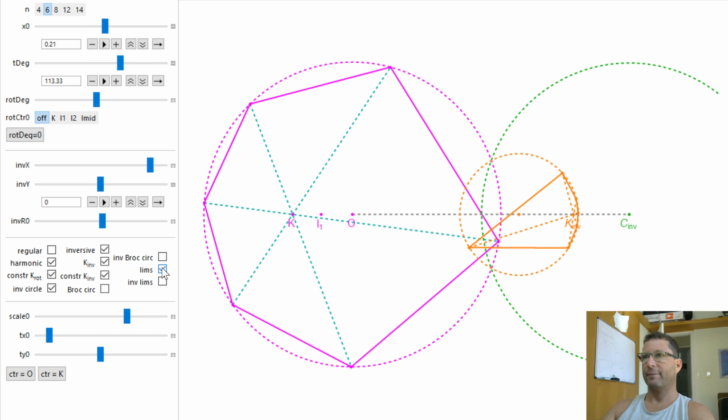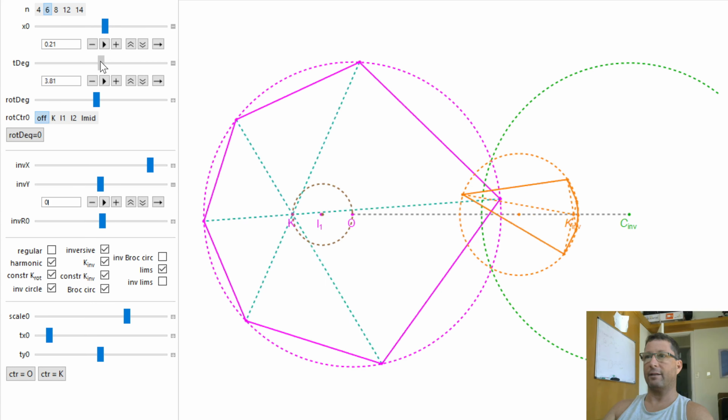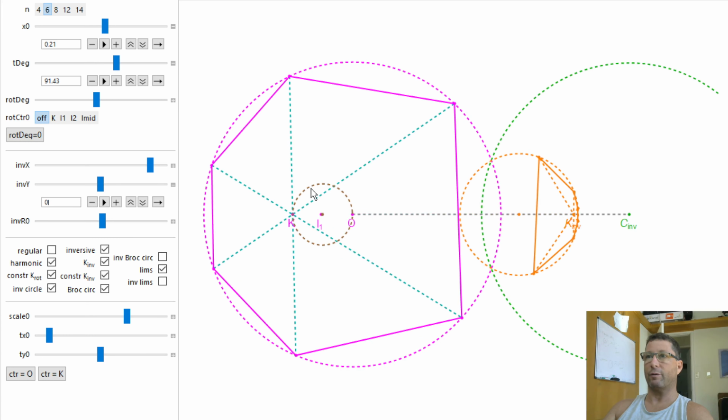I'm going to light up the limiting points of the circle pair, circumcircle of harmonics and Brocard circle of the harmonics. The Brocard circle of the harmonic family is a circle whose diameter is the segment KO, where K is a symmedian and O is a circumcircle. So here's a Brocard circle of my harmonic magenta family. Okay, it's that brown circle over there.